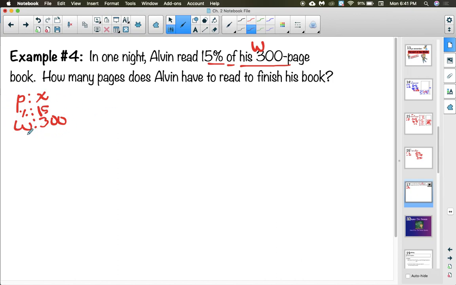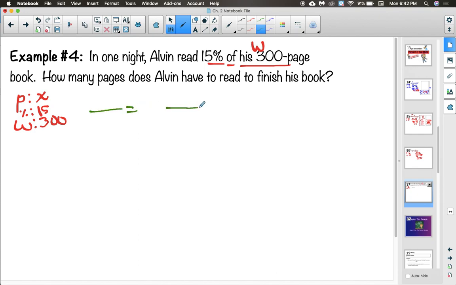So if we're going to do this problem, we're going to figure out what 15% is. We're going to figure out how much he has already read. But the question asks something a little bit different. The question asks, how many pages does Alvin have to read to finish his book? So if we figure out how many pages he's already read, we're going to have to do one more step to figure out how many pages are left. So keep that in your mind as we're doing this problem. This is not over after our first step here.